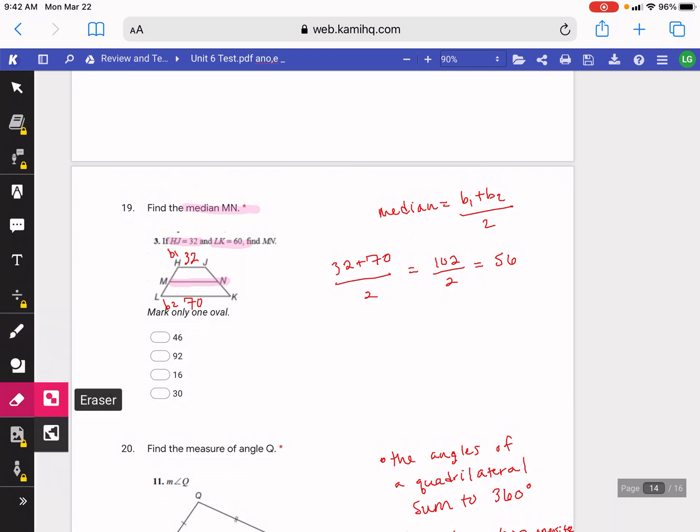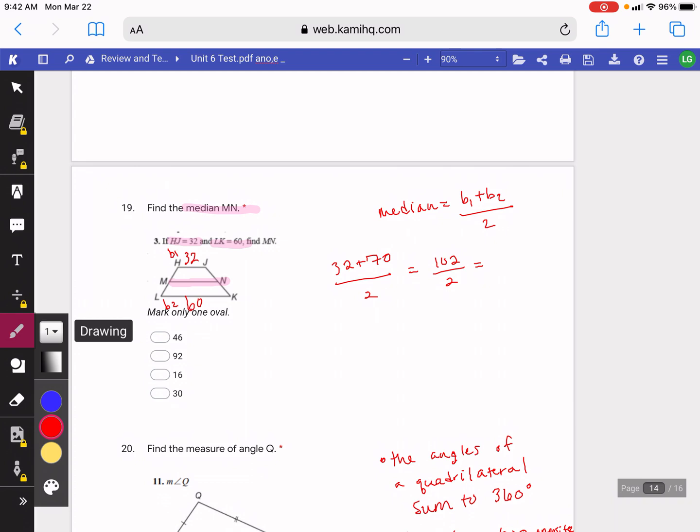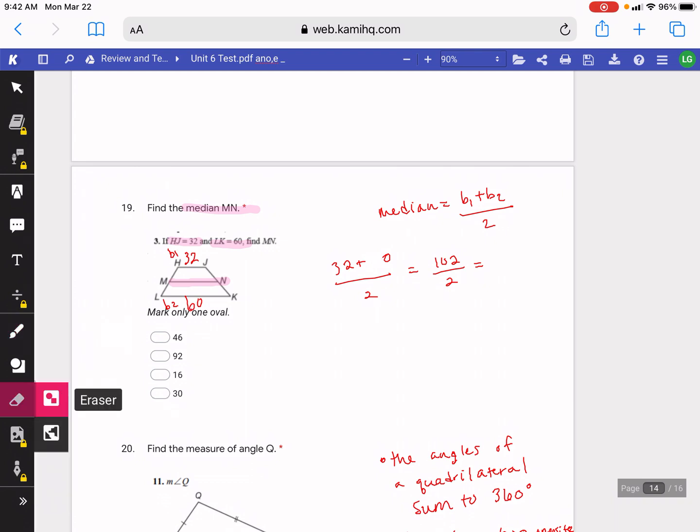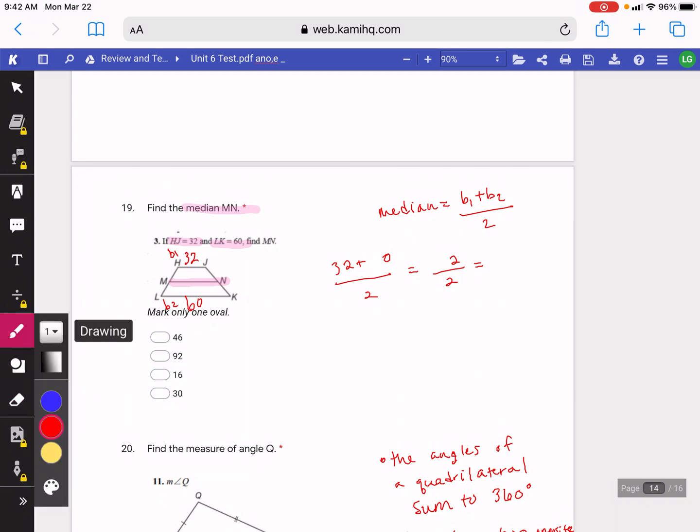Sorry. I wrote this wrong. This should be a 60, not a 70. So it's 32 plus 60, which comes out to 92. And if we divide that by 2, that comes out to 46.